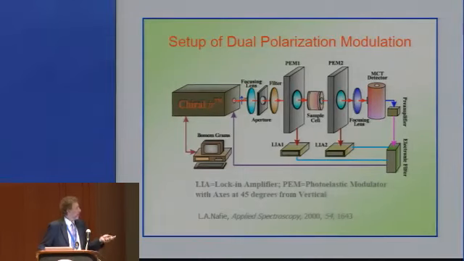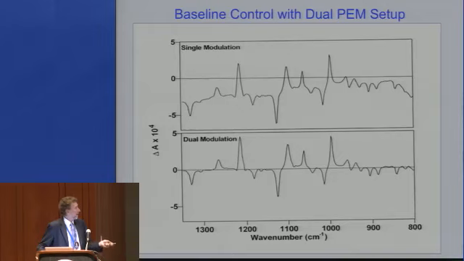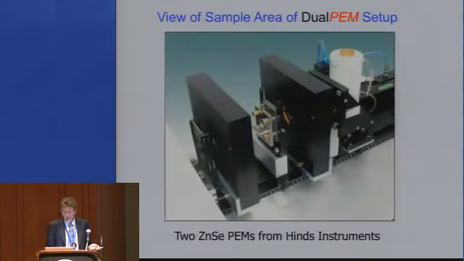So that's a layout. You're just adding a second PEM and a second lock-in. And this shows you that just by turning on the second PEM, you can change that baseline to this baseline without the second PEM. To go from there to there might take several days of optical adjustment. And we were all used to having to do that. And when we had a dual PEM system, it changed our lives.